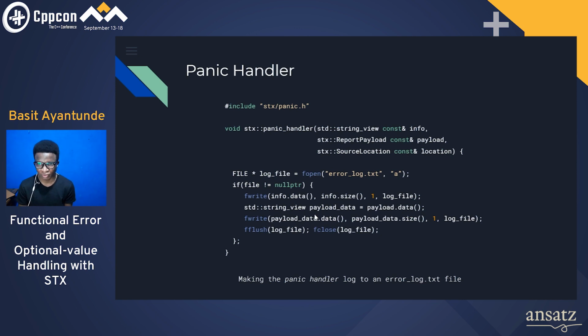Here's how, supposing your desired fail-fast abandonment behavior is to log to a file, you'd write the panic handler. Just open the file, check if the file was successfully opened, then write the log to it. That's simple.